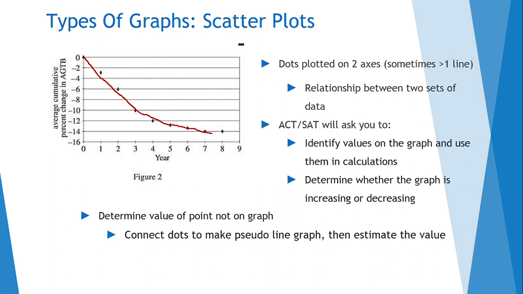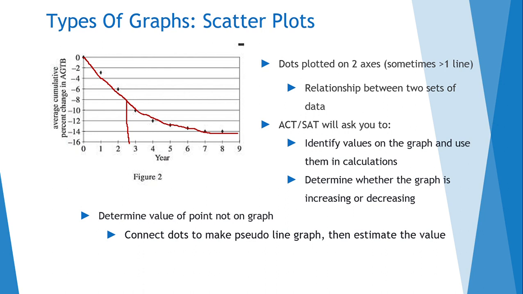You could probably draw it a little bit better than me, but what you can do here is, if the question asks, what's the average cumulative percentage change in AGTV at the 2.5 year mark, you can kind of guesstimate that it's around 8, just based on this curve. But you have to remember that this is an estimate. It's not going to be completely 100% accurate. So in your answer choices, you may also have error there.